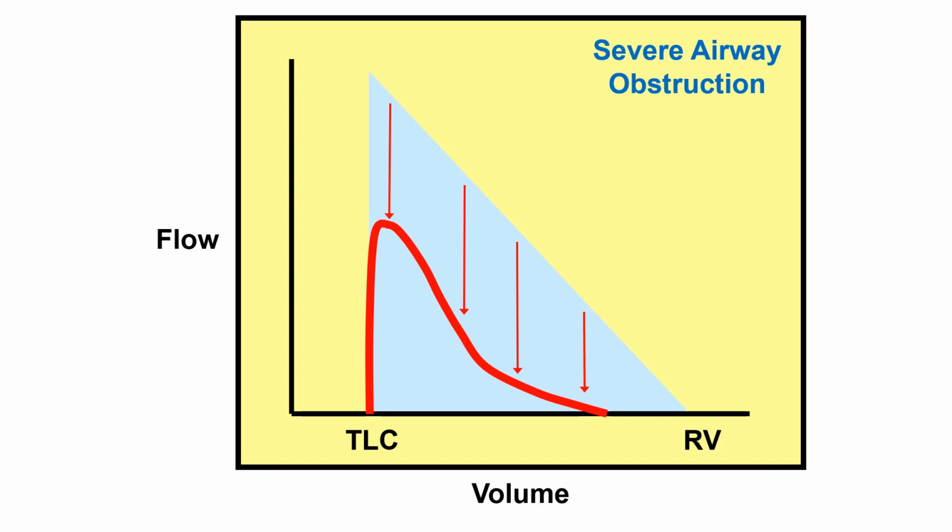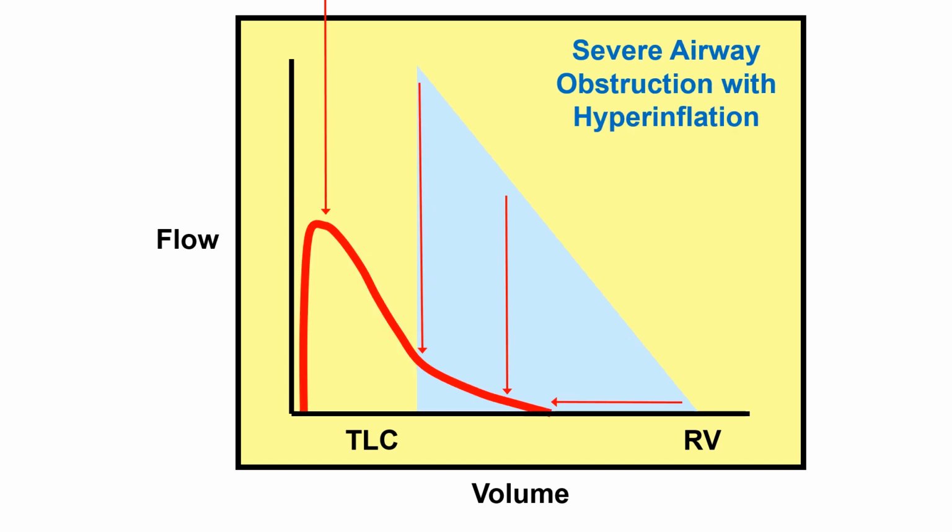Severe airway obstruction across the board is way down compared to normal predicted. And this would be severe airway obstruction with hyperinflation. Note the residual volume is markedly increased. And really, the predicted flows really extend up here. So this is a huge decrease in expiratory flow.